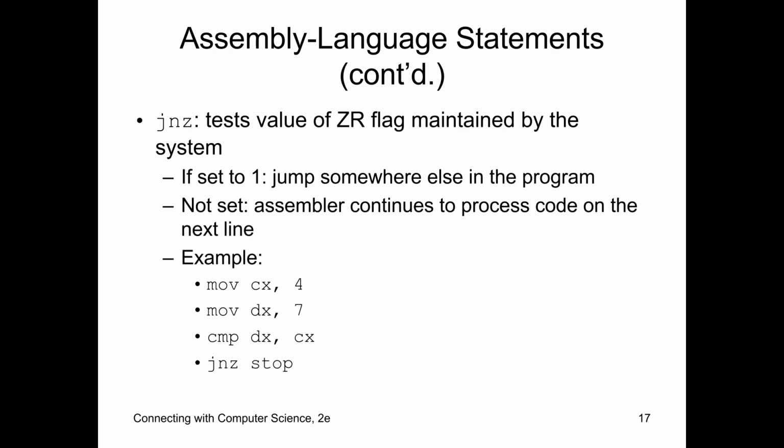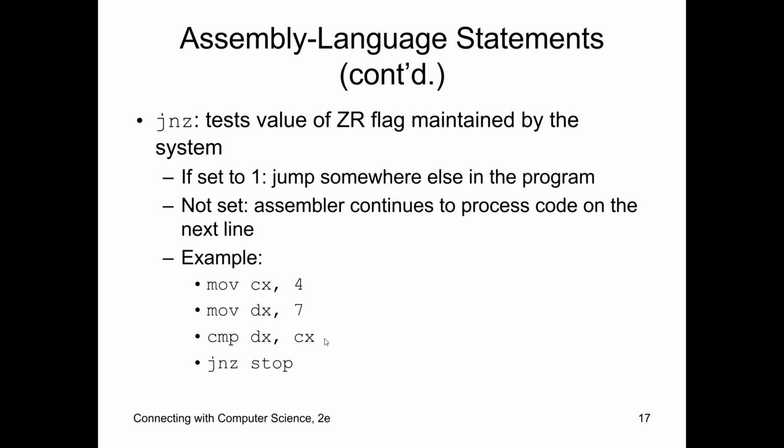Now, one thing to know about assembler is that assembler moves from line to line to line. So it moves the value of 4 into CX, the value of 7 into DX, then it does a compare. It's all done one line at a time. Each line is a single instruction to the compiler, so it does these things one at a time.